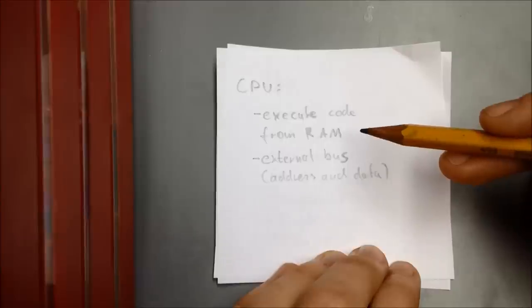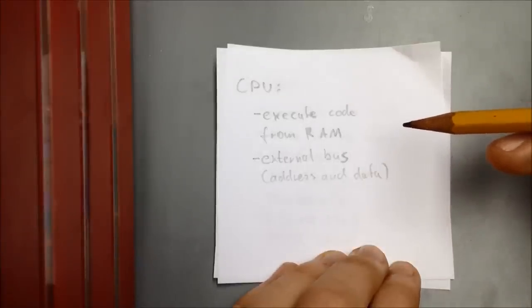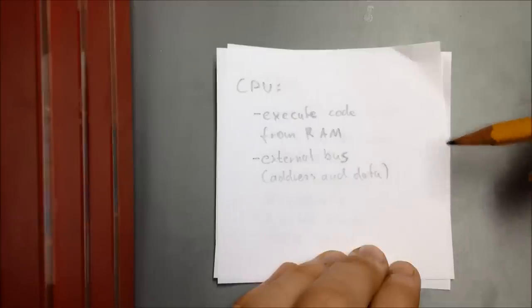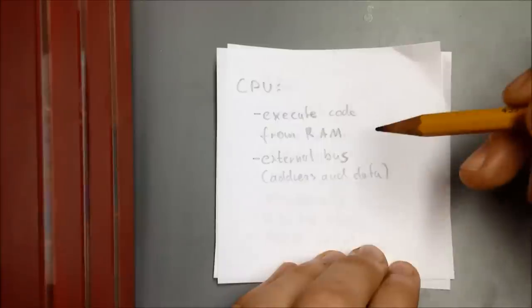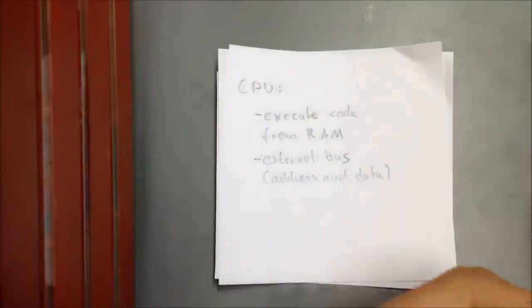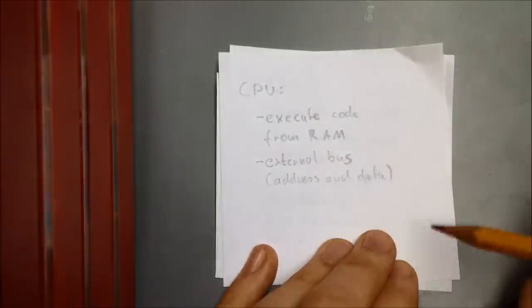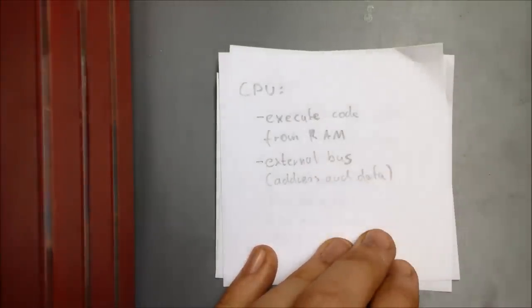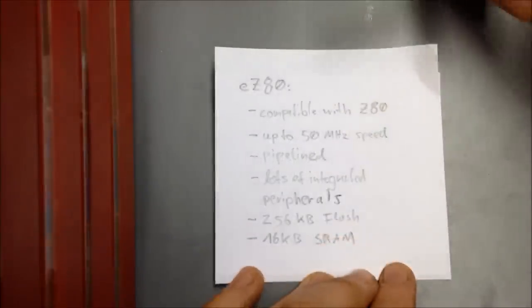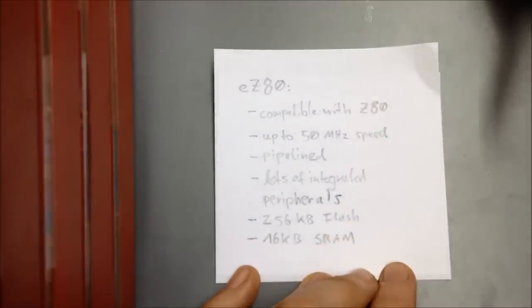execute code from RAM. Most modern microcontrollers can only execute code from flash program memory, but that's no good for a computer system because you want to be able to code on the thing itself or load programs from, say, an SD card or something and execute it directly without having to reflash the program memory. And we also need an external bus with the address and data lines so that we can hook up extra memory and I/O stuff. What I found is the eZ80 microcontroller.